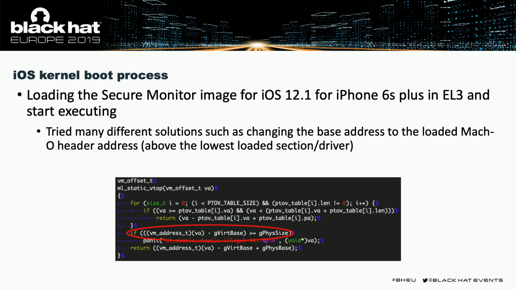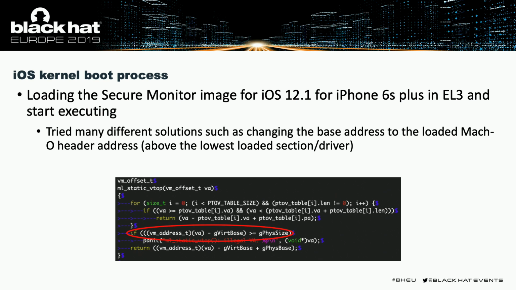Now this function, the static v2p, gets called a lot in the kernel. It is a kernel function that is used a lot. And in the circled line, you can see that it uses a global variable called gvirt_base. This gvirt_base global variable is based on the base address boot argument. Whatever value we put in the base address boot argument goes into the gvirt_base global variable.